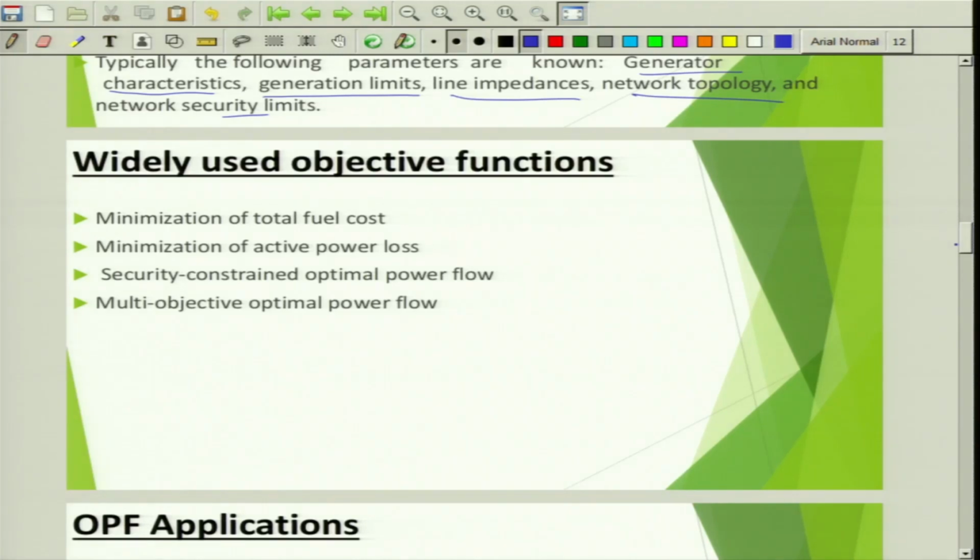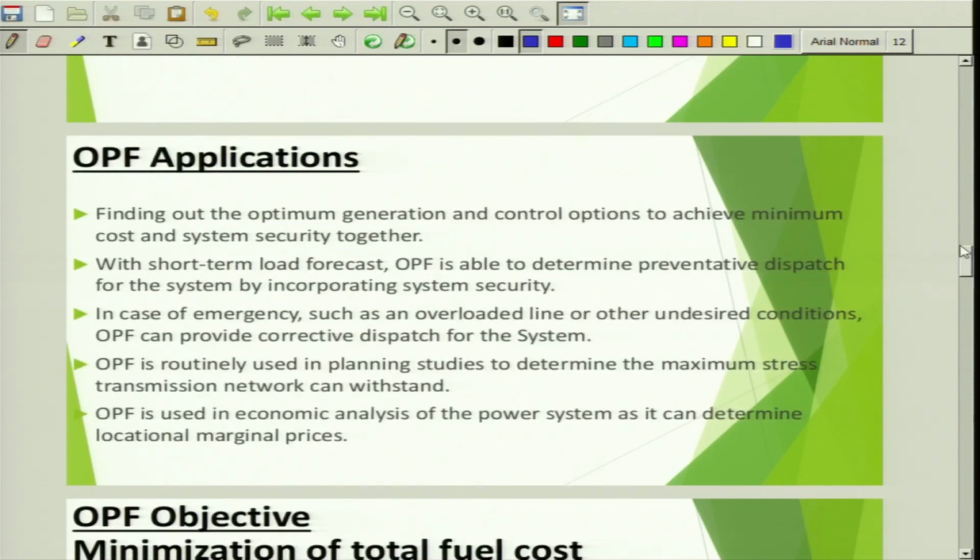What are the widely used typical objective functions? Minimization of total fuel cost, minimization of active power loss, security constraint optimal power flow, right, and multi objective optimal power flow. So applications, finding out the optimum generation and control options to achieve minimum cost and system security together, both minimum cost as well as system security, right.